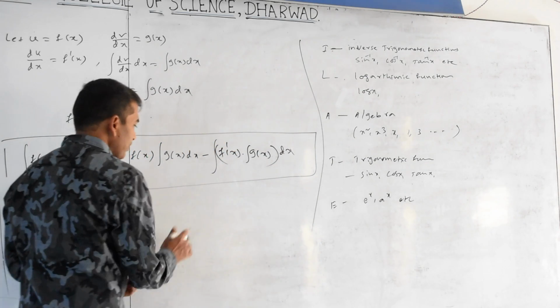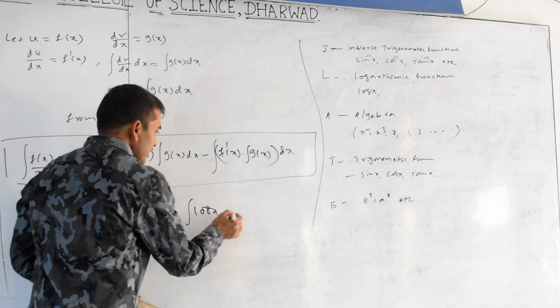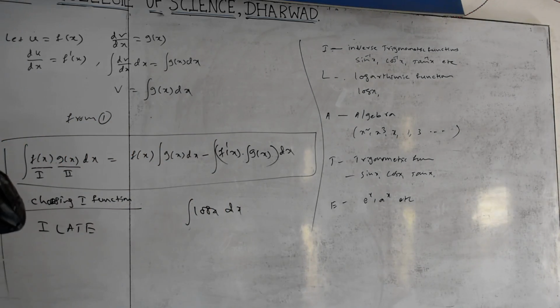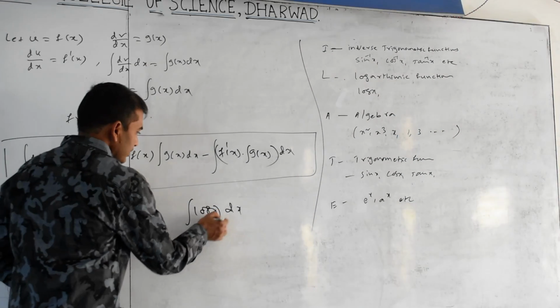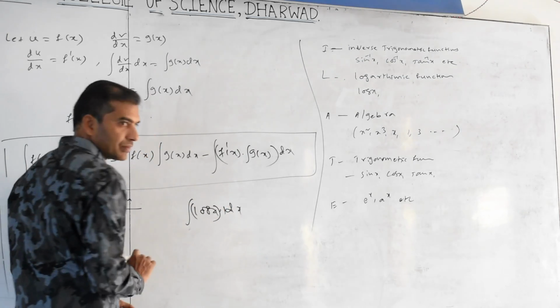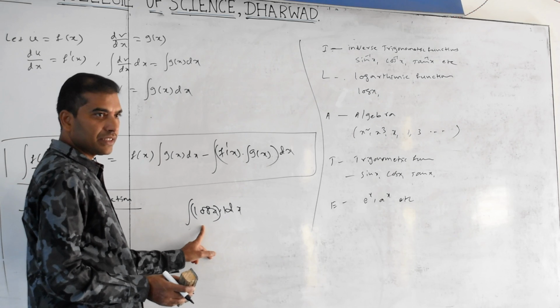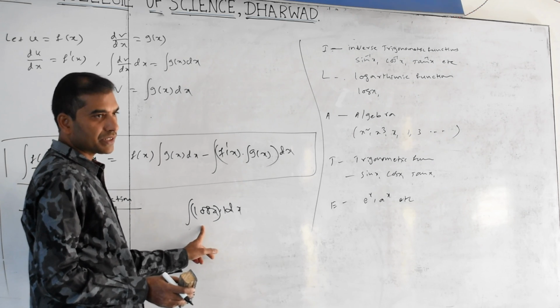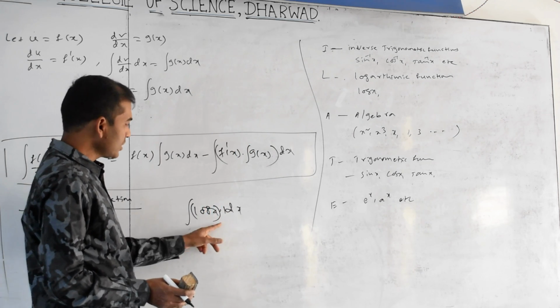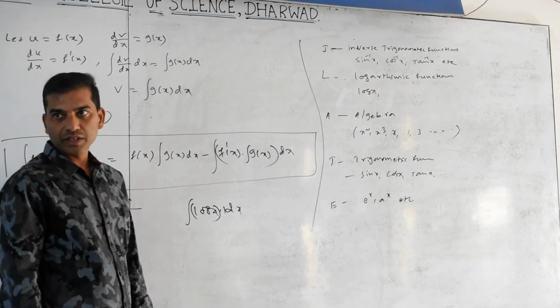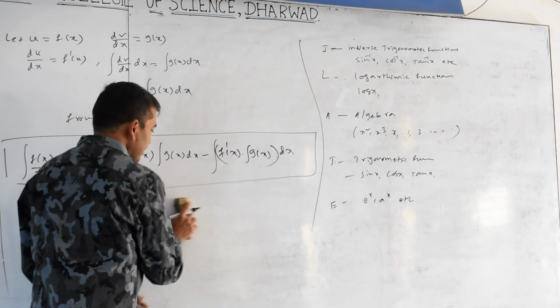For example, integration of log x. Here it looks like only one function, but sometimes the unity is considered as the second function also. We can consider it like this: log x into 1. What is 1? Algebra. Log x is a logarithmic function. Which comes first? Logarithm. So this is u and v is 1. Understood?